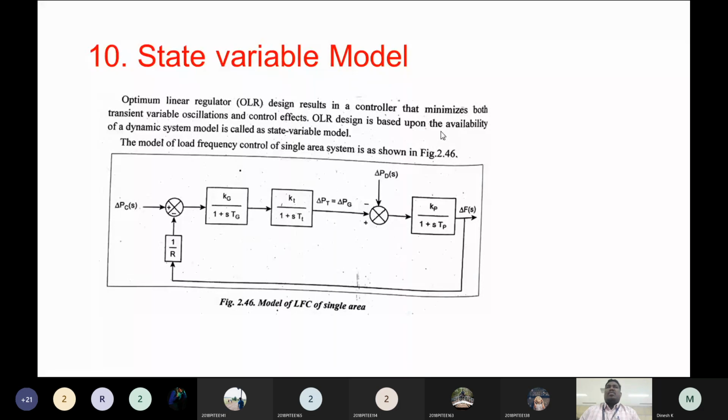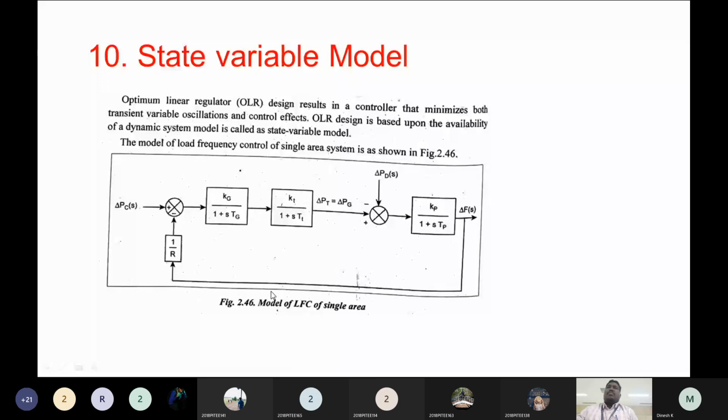I have my control input del PC of S, I have my disturbance del PD of S, and I have my output del F of S. You have your governor constant, turbine constant, and power system constant. So you have three types of proportionality constants in your state variable model.